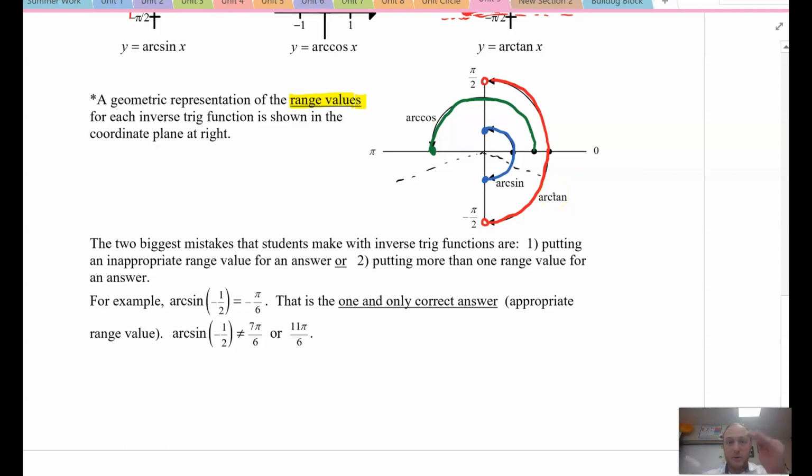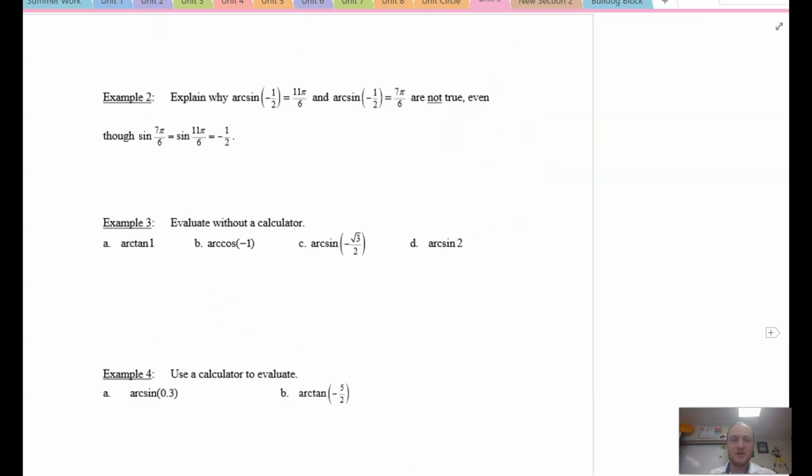We go from 0 to pi over 2, and then also 0 to negative pi over 2, so negative pi over 2 to positive pi over 2. So your answer is negative pi over 6. It's the one and the only answer. It's kind of easy, I think. It makes things much simpler. All right, example 2, here we go.